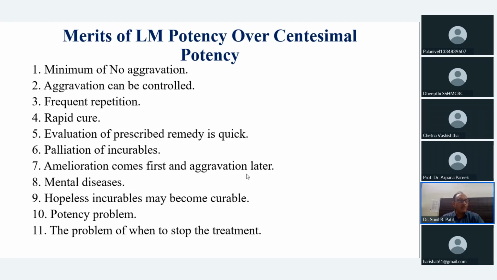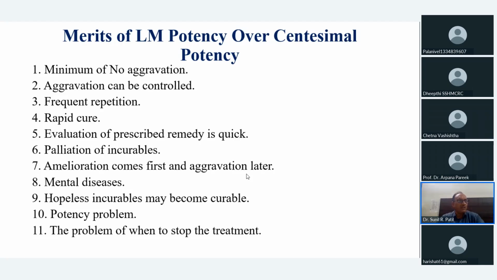With the use of the LM potency, the duration of the treatment can be reduced, and chronic diseases may be cured in a shorter period of time. When the centesimal scale potency is used in practice, the time of cure is very long and the patient is very hectic. But with the LM potency, the time to cure the patient is very much less as compared to the centesimal potency practice.